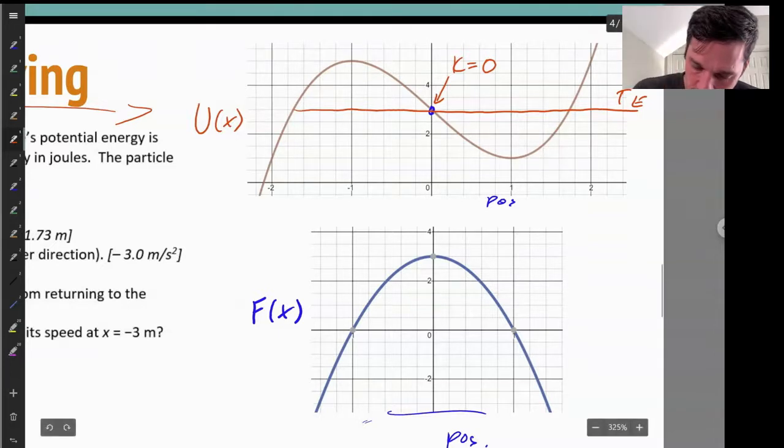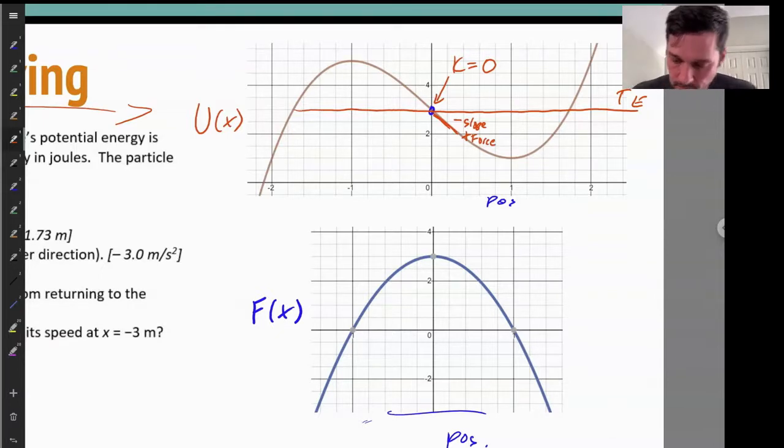So this force, another way we can tell that is that this slope is negative. Thus, there's going to be a positive force, a force pushing it to the right. So when we release it at 0, it's going to be pushed to the right.